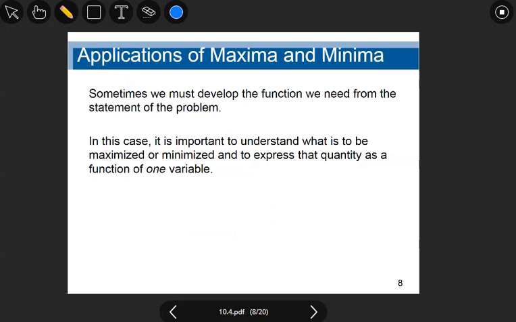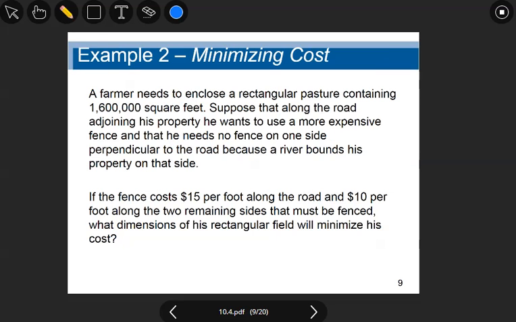Okay, now let's go to another problem. This is basically on minimizing a cost. In this problem it is given that a farmer needs to enclose a rectangular pasture containing this amount of square feet. Suppose that along the road adjoining his property he wants to use a more expensive fence, and he needs no fence on one side perpendicular to the road because a river bounds his property on that side. The fence costs $15 per foot along the road and $10 per foot along the two remaining sides that must be fenced. What dimensions of this rectangular field will minimize its cost?